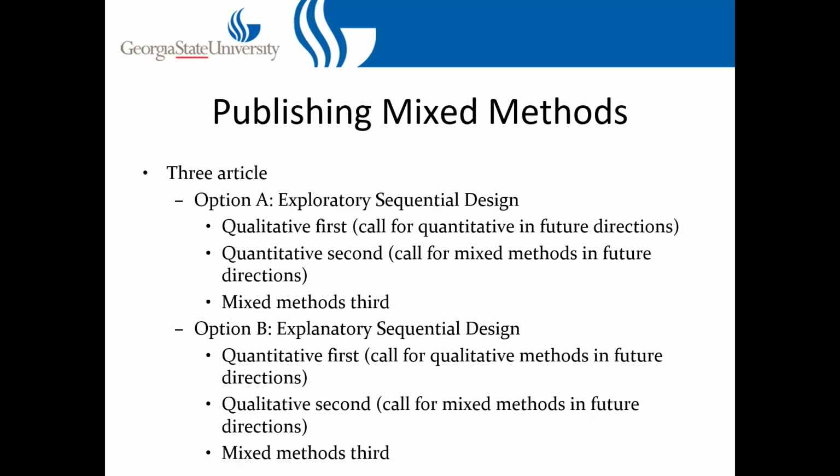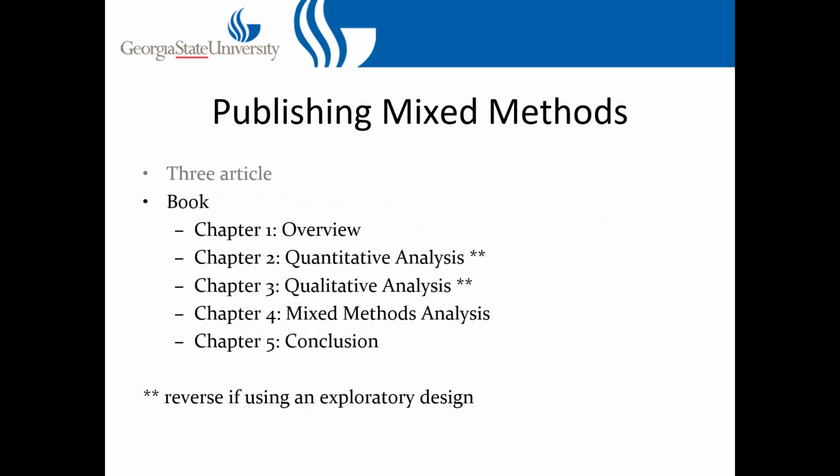The other option, other than the 3-article option that people go with, is a book option. So the book often goes like this. Chapter 1 is an overview. Here's the phenomenon that we're examining. Here's why it's important. Here's what the study sets out to do. Chapter 2 is the quantitative analysis. Chapter 3 is the qualitative analysis. Chapter 4 pulls those together, the findings from 2 and 3, and does a mixed methods analysis. And then Chapter 5 is a conclusion. Now, this isn't the only way you can do it, but I want to show you a pretty clear pattern of how to generate this.